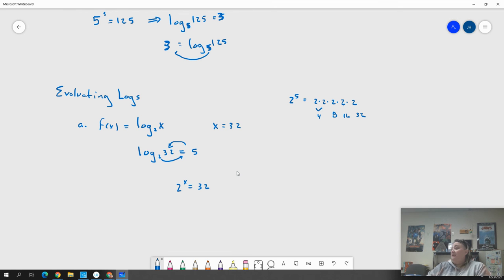Only simple logs like this can you do in your head, right? Once it moves into bigger and better things, you're going to need a calculator to do it. But we're just looking today at kind of the basics of logarithms, and to try and understand what it means when you're looking at one.